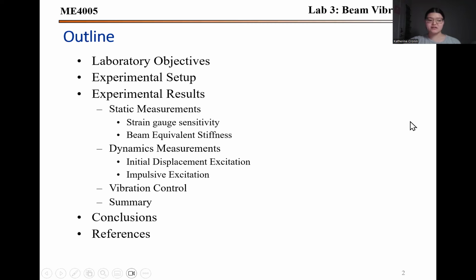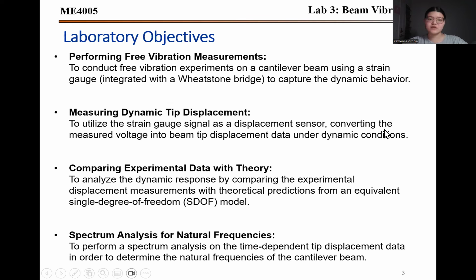So here's the basic outline of the presentation. Here are the laboratory objectives, where we have an identical circuit to Lab 2, a Wheatstone bridge, to measure displacement with the strain gauge. We would either displace it with our finger or a weight, and then see how the damping ratio is affected by either duct tape or carpet tape.